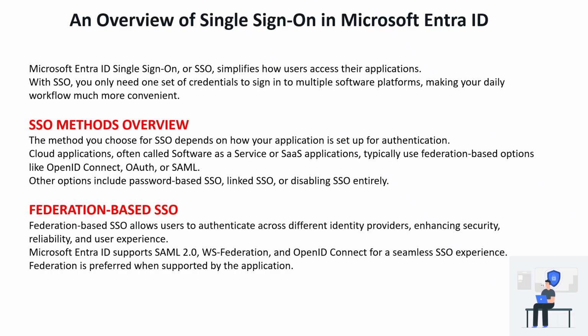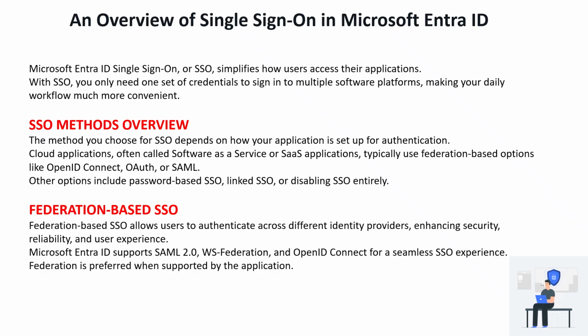The method you choose for SSO depends on how your application is set up for authentication. Cloud applications, often called software as a service or SaaS applications, typically use federation-based options like OpenID Connect, OAuth, or SAML. Other options include password-based SSO, linked SSO, or disabling SSO entirely.